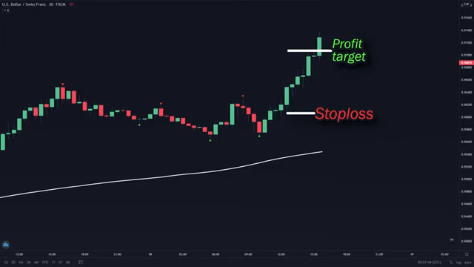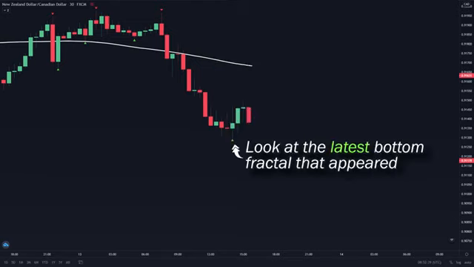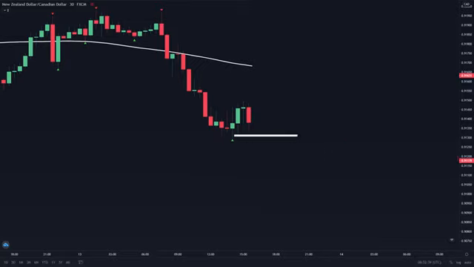Let's look at another example. In this chart, we can see that the price is below the 200 EMA, and so you want to look at the latest bottom fractal that appeared. Then, you wait for a candle to close and break out below the fractal candle.